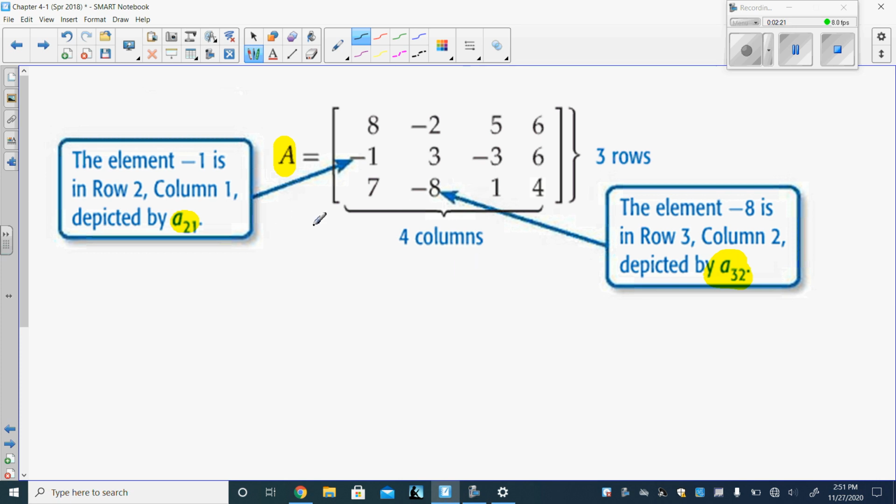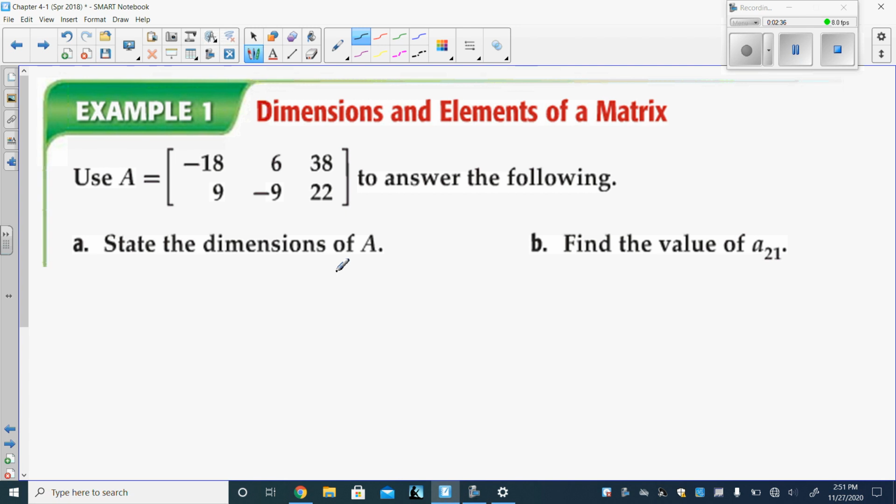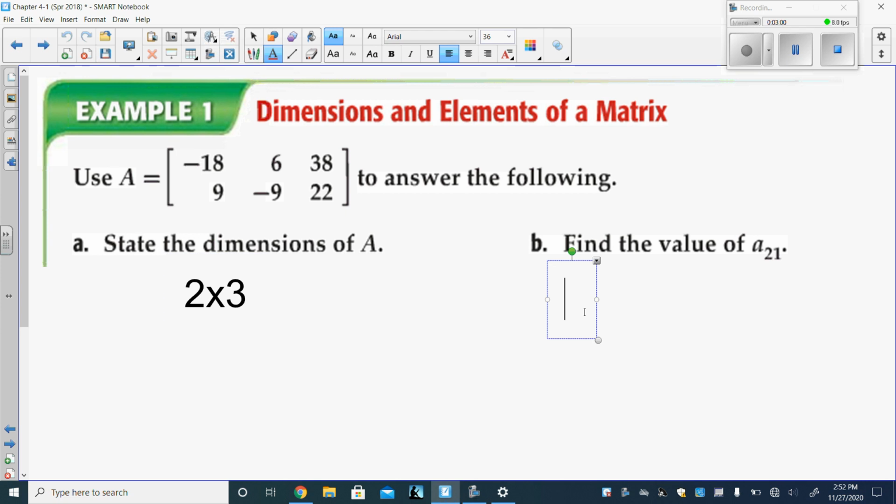That's the gist of it: we can have a matrix A with elements inside of it made up of rows and columns, and we can use little a to depict which element is in the matrix. Now, dimensions. A dimension is the rows and columns. A matrix will have dimensions by its rows and columns. Looking at matrix A, it has 2 rows and 3 columns. So when we state its dimensions, we say this is a 2 by 3 matrix, rows by columns.